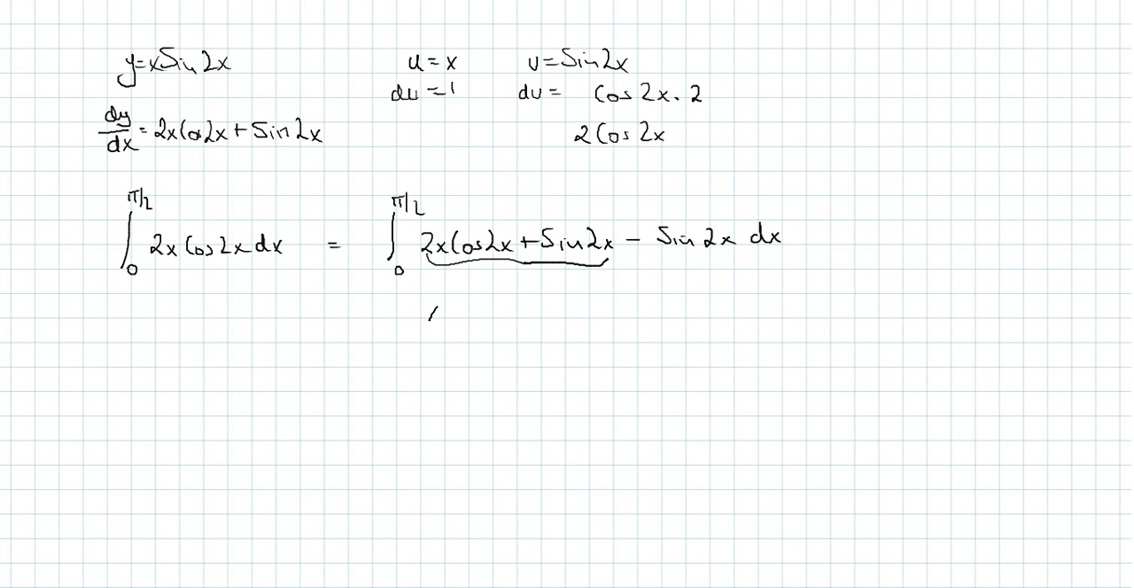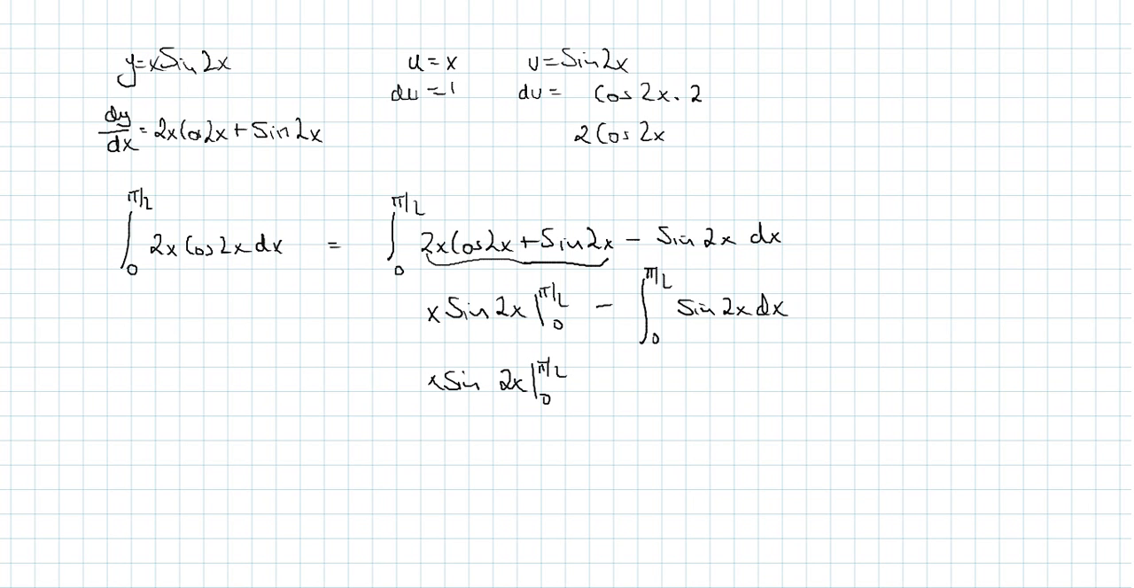So we can say this is x sine 2x between the values of 0 and pi over 2, minus the integral between 0 and pi over 2 of sine 2x dx. So really all I have to do is integrate this thing here, and the question is that easy. We leave that for the moment, so this is x sine 2x between 0 and pi over 2, worked out in a moment.